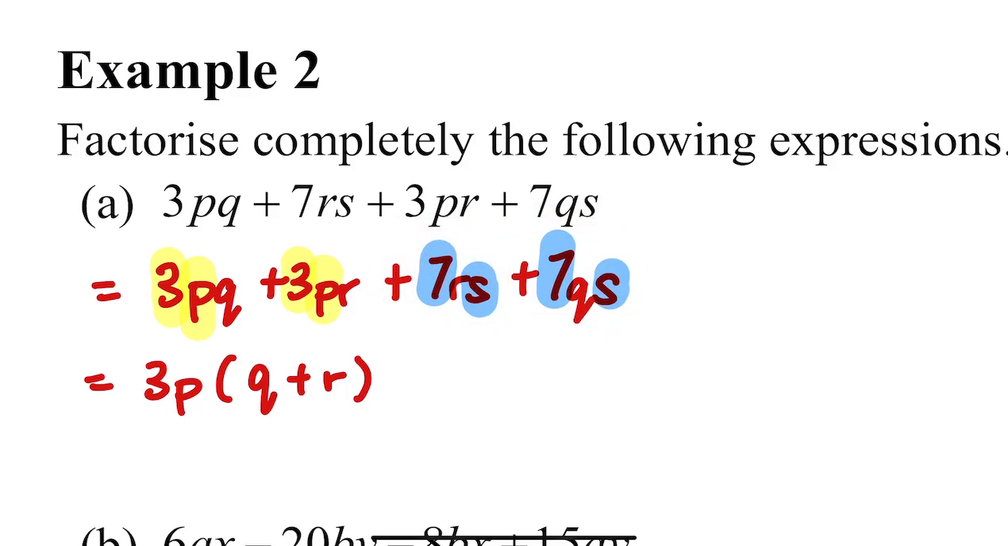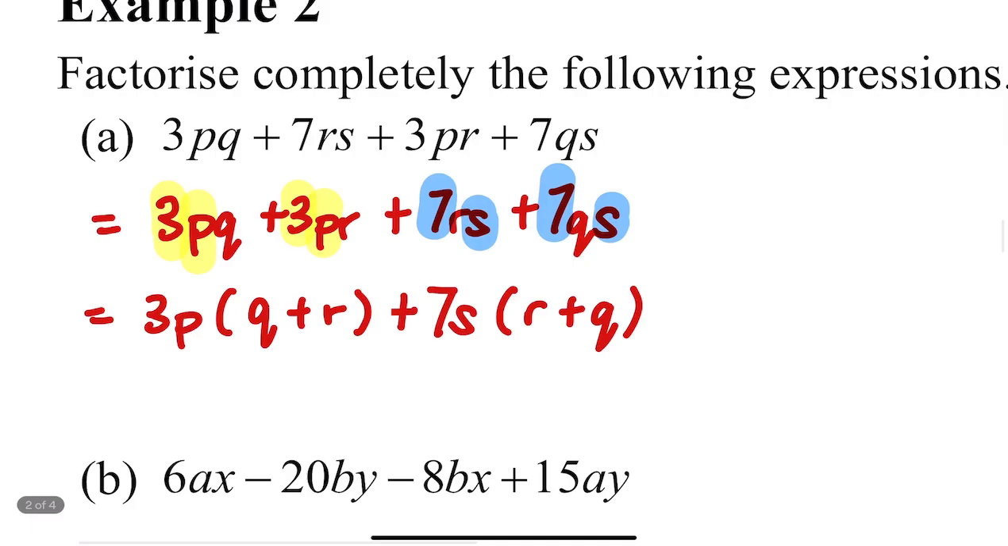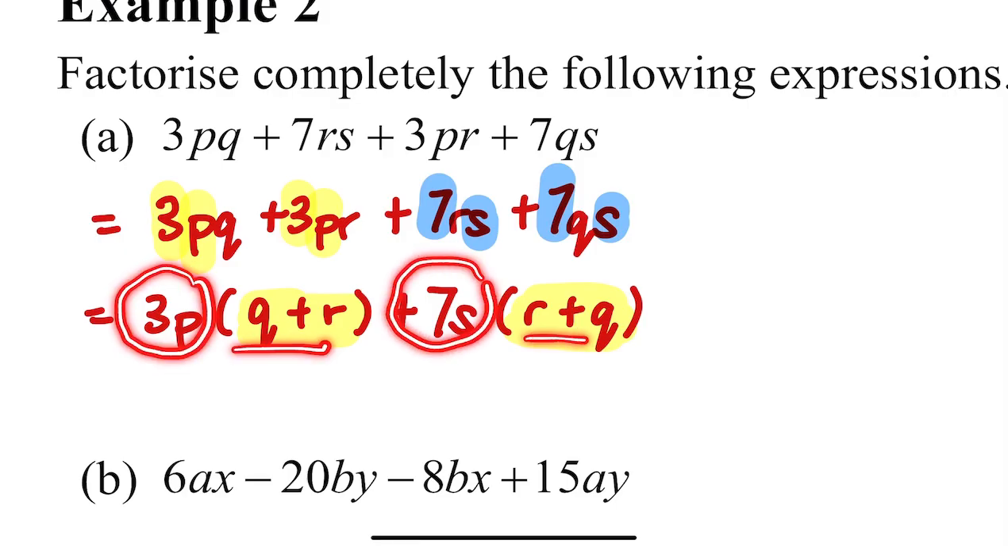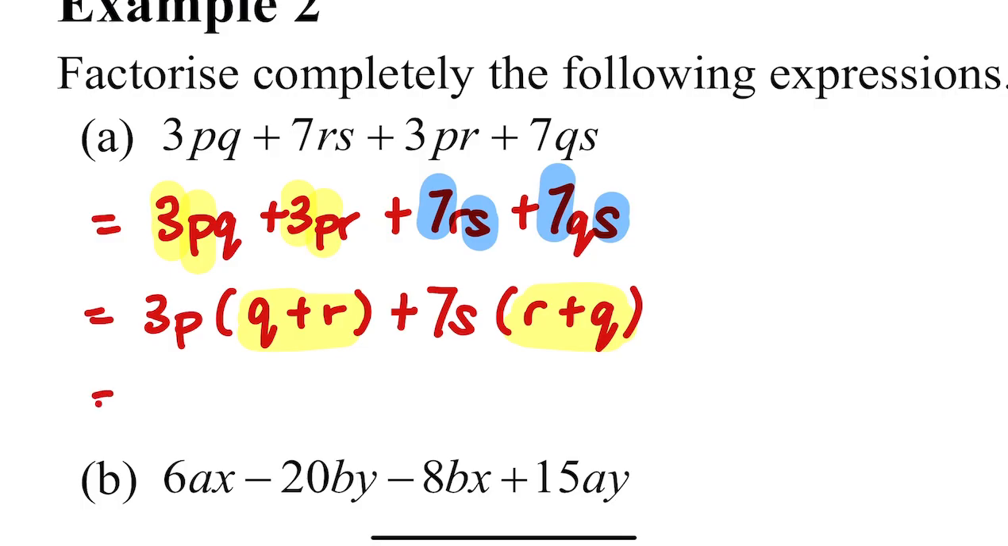Okay, and I'm left with, if I take out plus 7S, remember I'm taking out positive, so you must see this sign over here, plus 7S. I'm left with R plus Q. And you notice, is Q plus R the same as R plus Q? I hope that you can see that Q plus R is the same as R plus Q. So this means that I have 3P groups of Q plus R and 7S groups of Q plus R as well. Therefore, the final answer to this question is simply, I have 3P plus 7S groups of Q plus R.